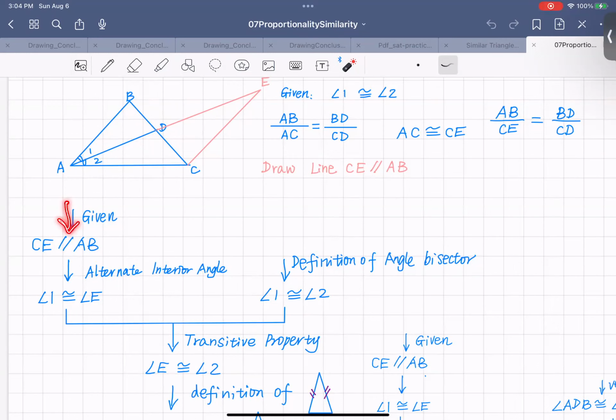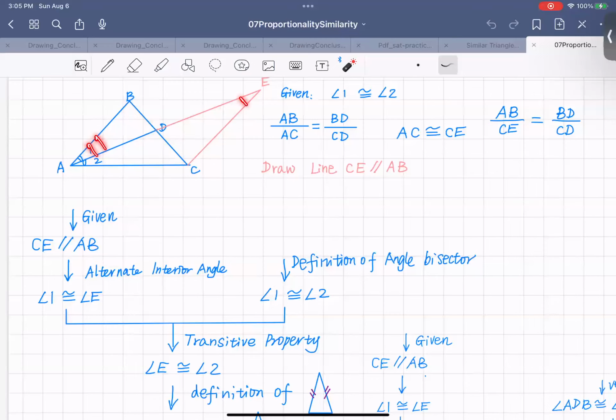Look, we start from the left. We say given. If we draw this thing, this becomes our given. So we are given CE parallel to AB. If this is parallel to this, angle 1 is congruent to angle E, because of alternate interior angles. Okay, so 1 is congruent to E.